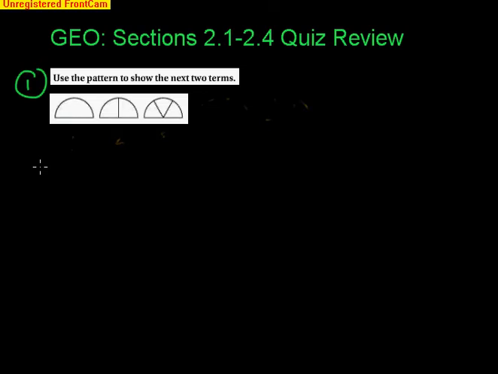Alright, so here's the first problem. Use the pattern to show the next two terms. So let's see what's happening. These are all half circles, and in the first term we have one piece. In the second term we have two pieces, and in the third term we have three pieces. So I would assume that in the next term, the fourth term, and I'm going to make it a little bigger, I'm going to have four pieces.